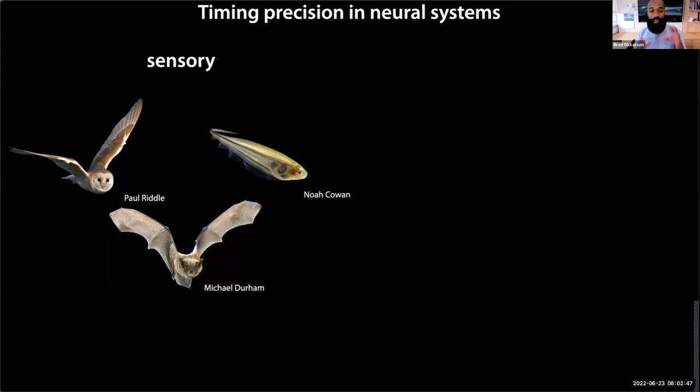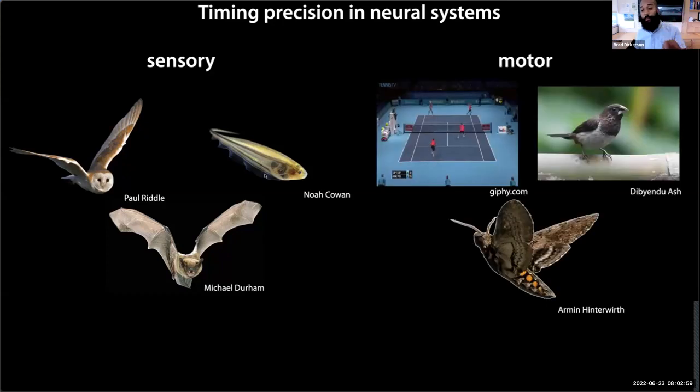In each of these animals, we've identified sensory systems that can detect timing differences at the micro or nanosecond time scale. But that's at the level of the sensory system. We're beginning to appreciate more and more the role of timing in the context of the motor system, whether it's human motor control, songbird singing, or insect flight. My work focuses on building a bridge between thinking about timing in the sensory and motor systems, using insect flight as my model.